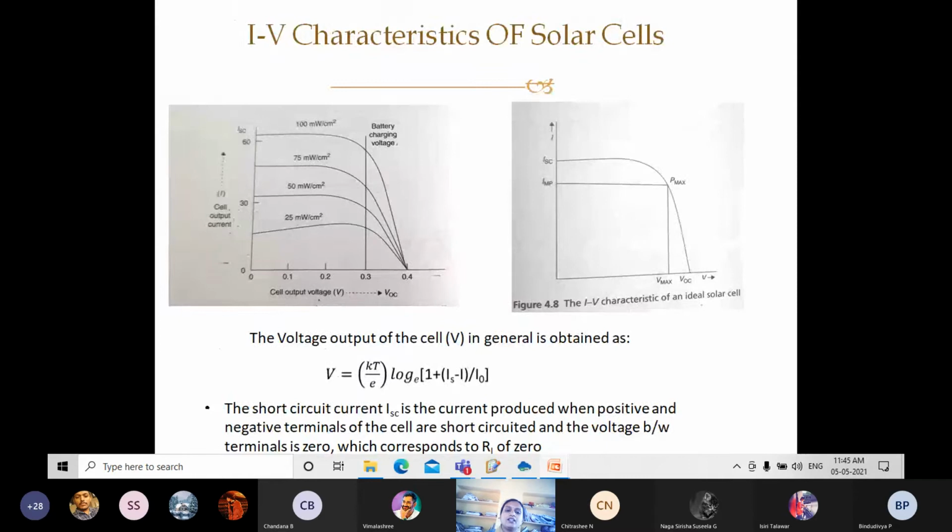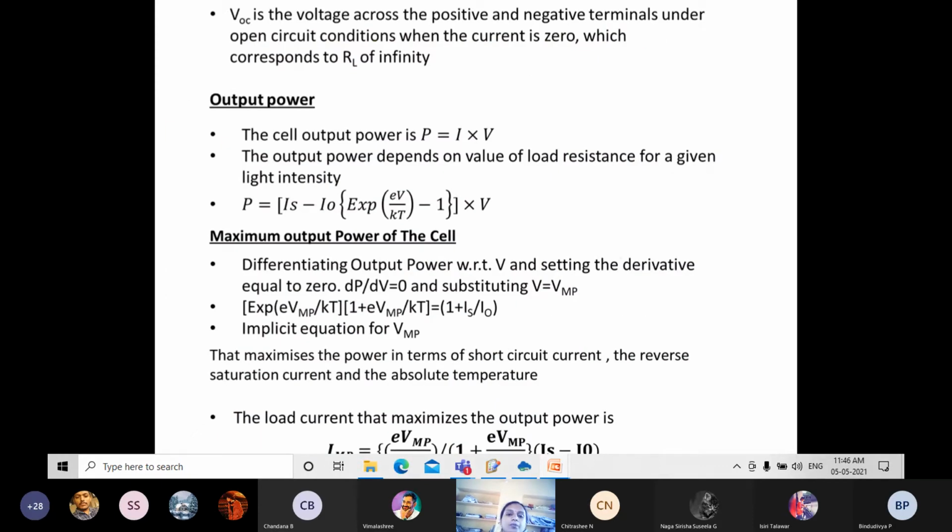Here you can observe the short circuit current, that is the cell output current, and the cell output voltage. This is a graph of solar cells under different illumination levels. You can observe the illumination levels 25, 50, 75 and 100. Here this is the battery charging voltage.